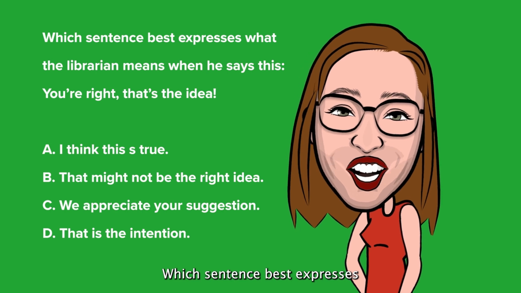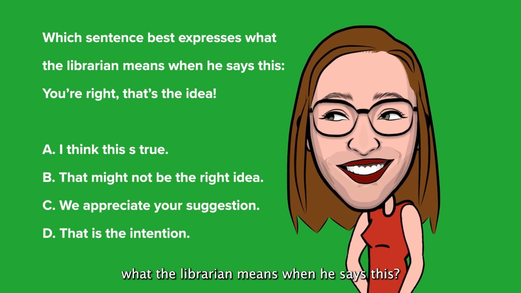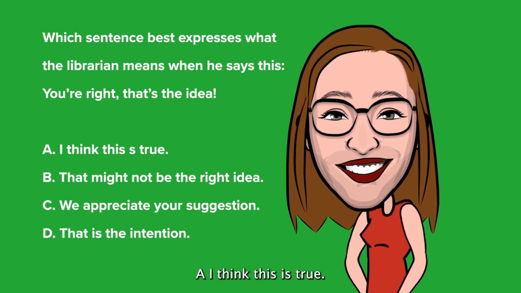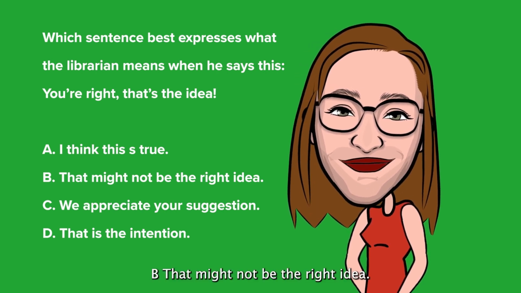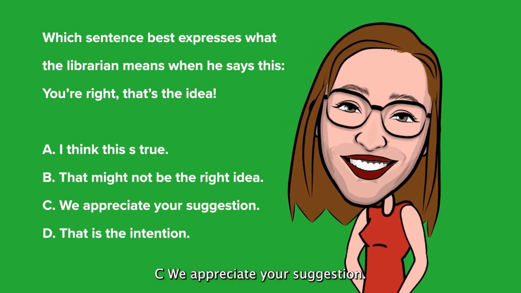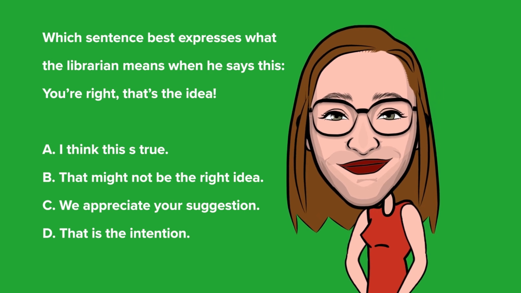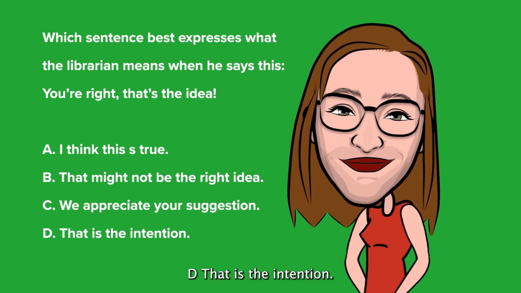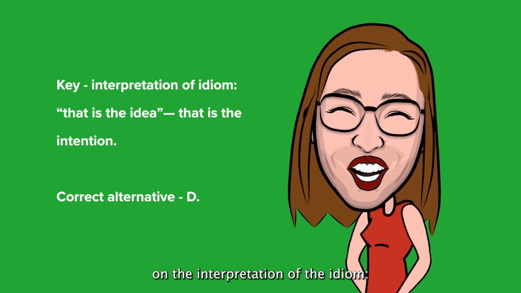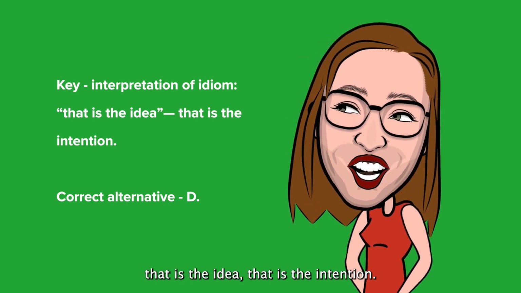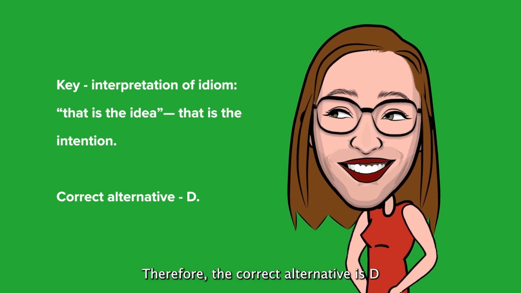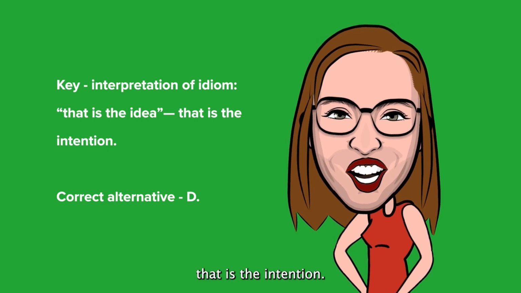Which sentence best expresses what the librarian means when he says this? You're right, that's the idea. A. I think this is true. B. That might not be the right idea. C. We appreciate your suggestion. D. That is the intention. Again, the correct answer depends on the interpretation of the idiom, that is the idea, that is the intention. Therefore, the correct alternative is D. That is the intention.